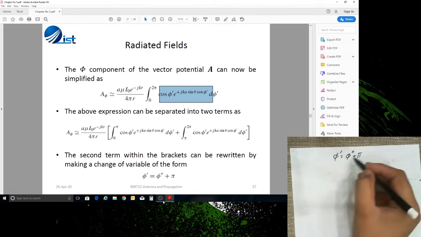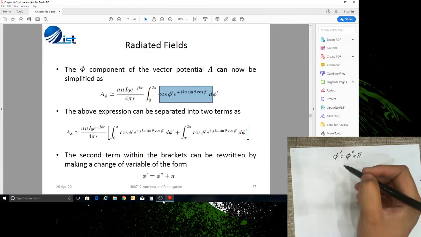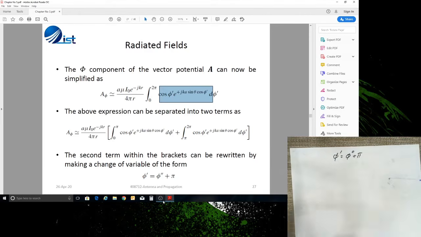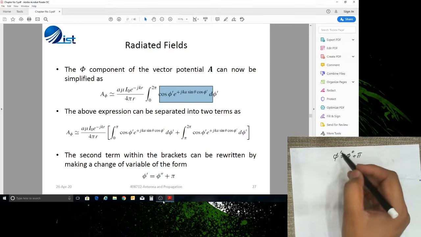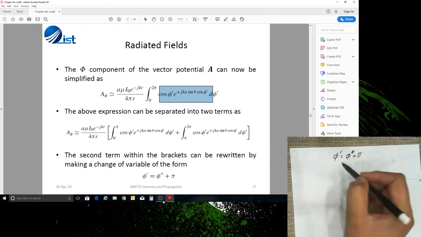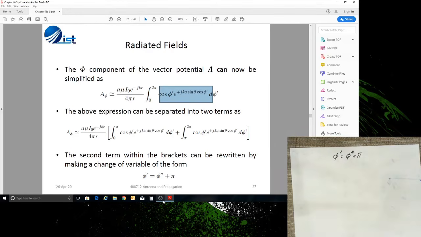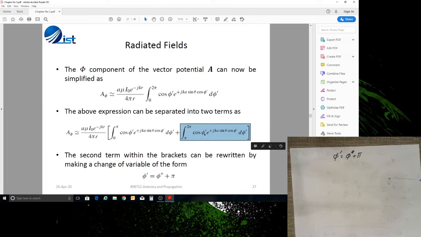So this is what we are going to consider for the second integral, and we will see why we are actually doing this. If we want to introduce phi double prime in place of phi prime, we need to make other changes in this particular integral as well. Now how will we make those changes? First of all, this phi prime will be replaced by phi double prime plus pi.